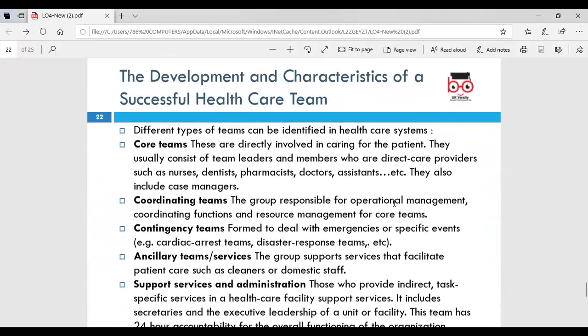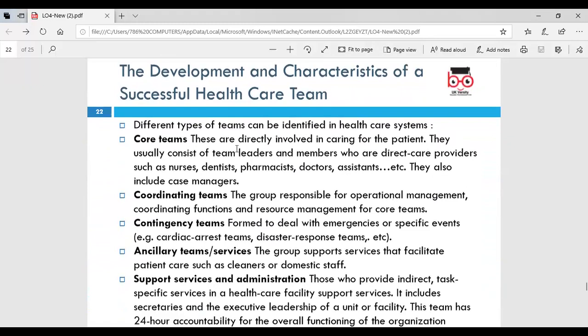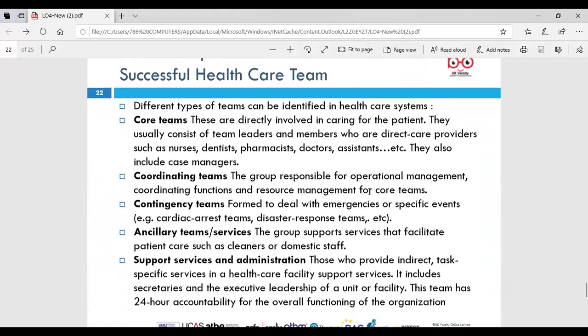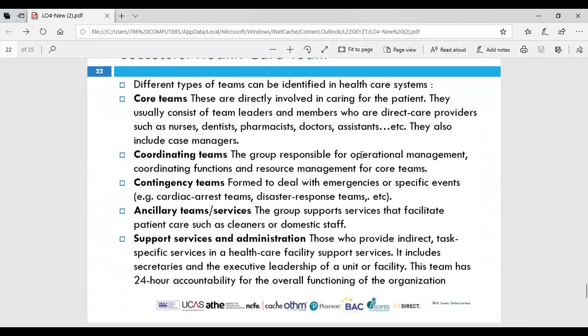So the development and characteristics of successful healthcare teams: there are some different types of teams that can be identified within the healthcare systems. They're core teams. They're directly involved in caring for patients. So you'll have the nurses, the dentists, pharmacists, doctors, assistants that work directly with these patients. They can also include case managers.